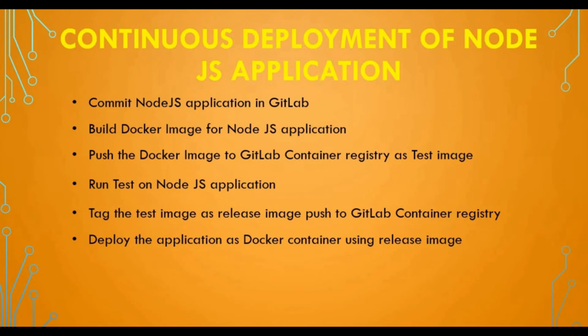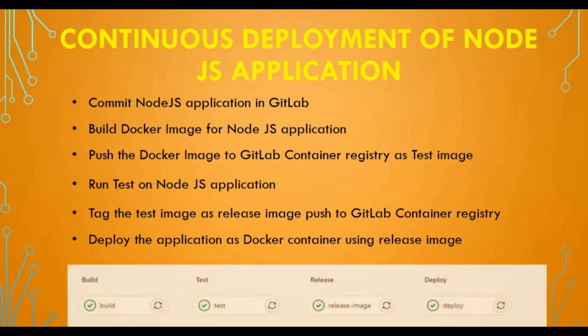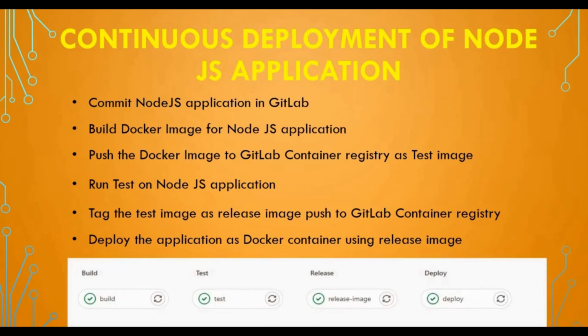Then we will use Docker commands to deploy our application as a Docker container using this release image. So we'll have 4 stages in our pipeline: one for build, one for test, one for release, and one for deploy. So there will be 4 stages, and there will be 4 jobs running. I will show you the complete pipeline script, how to write that, and I will also share that so you can make use of that.